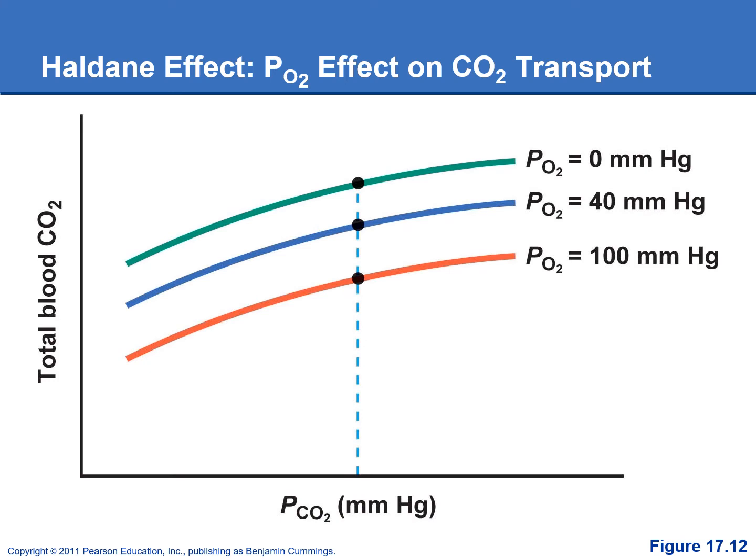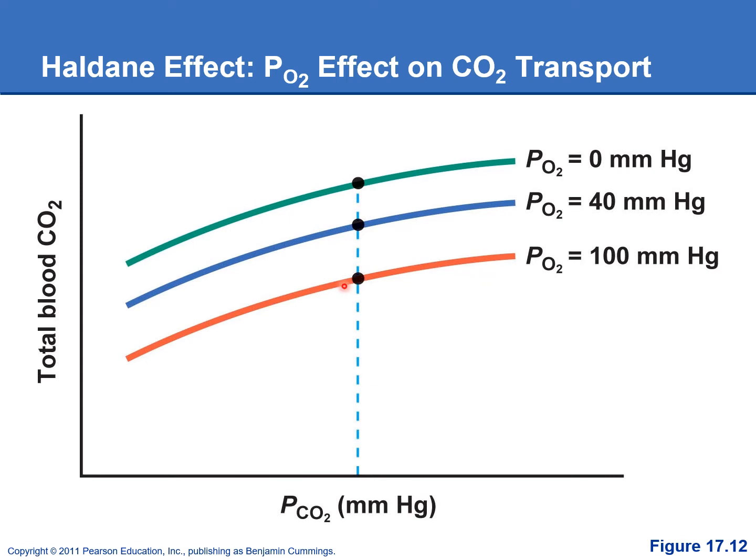And this is just a picture of the Haldane effect. So if you take a look at a particular partial pressure of carbon dioxide, and then if you just vary the partial pressure of oxygen, you can see that the amount of carbon dioxide that's able to be transported on the hemoglobin is very different.